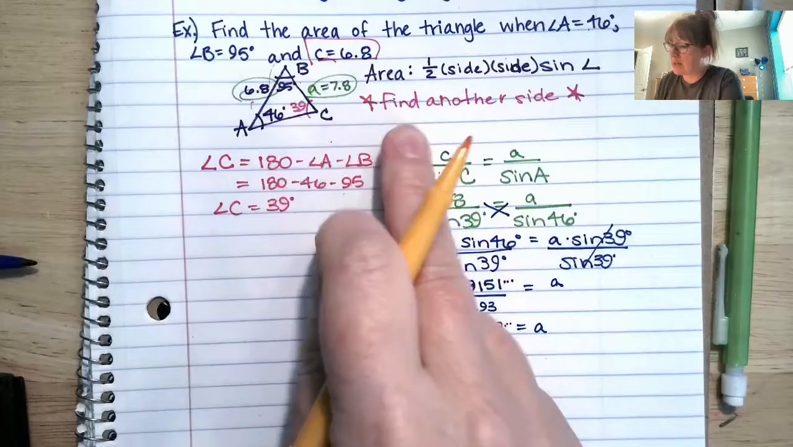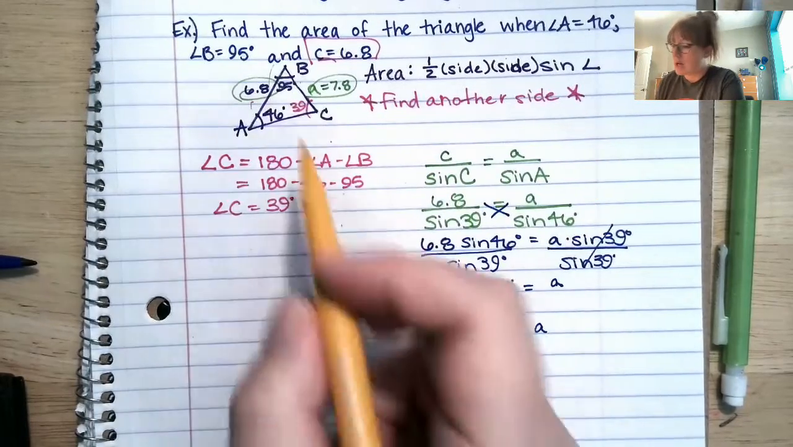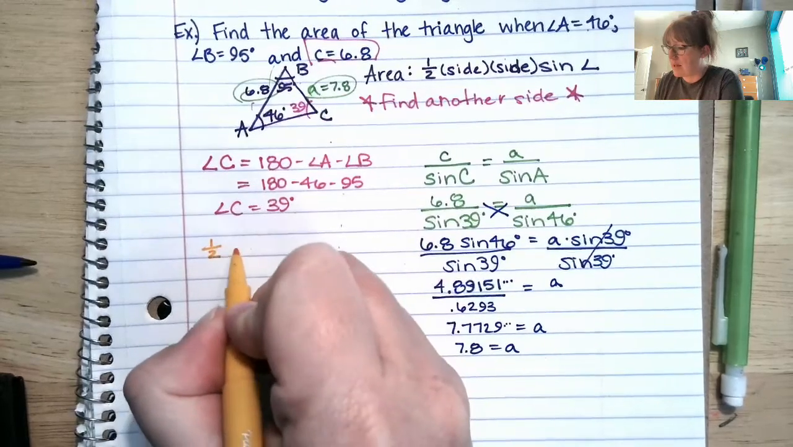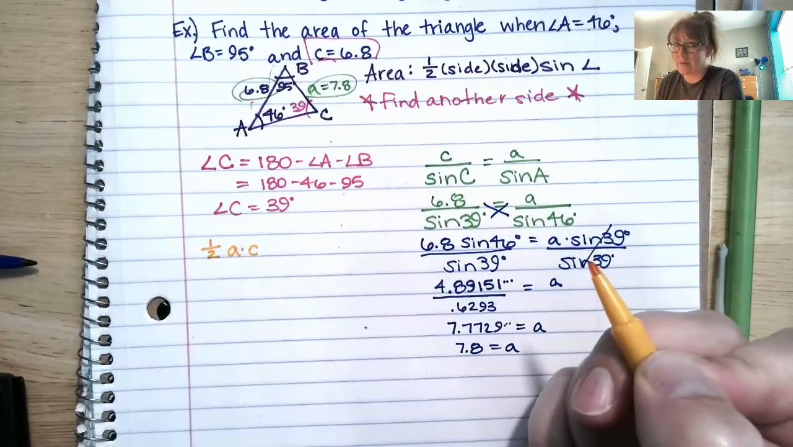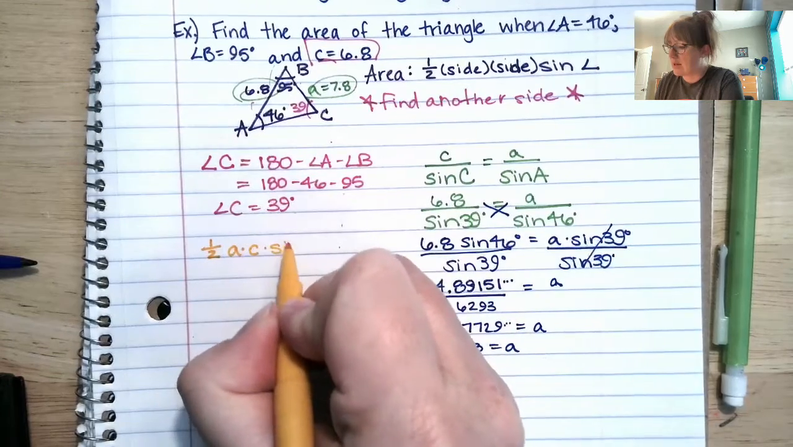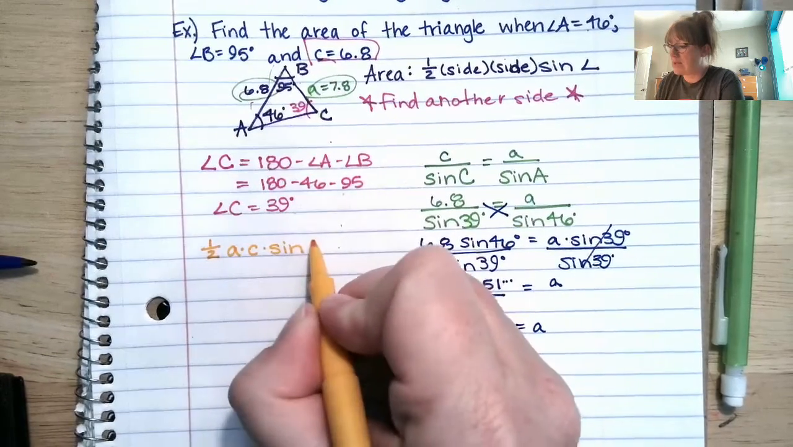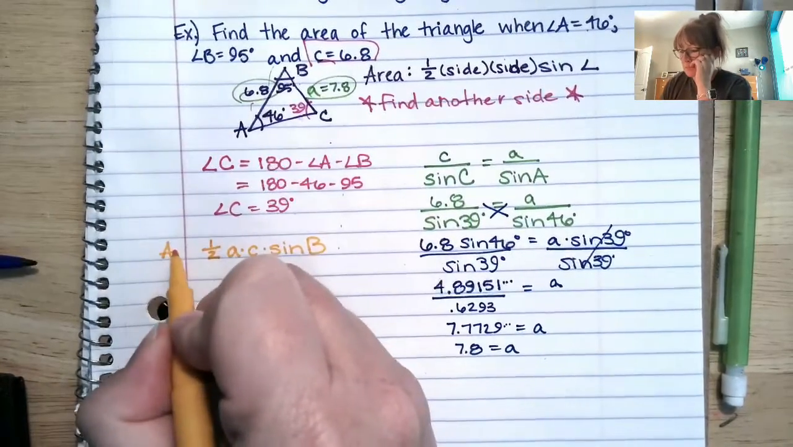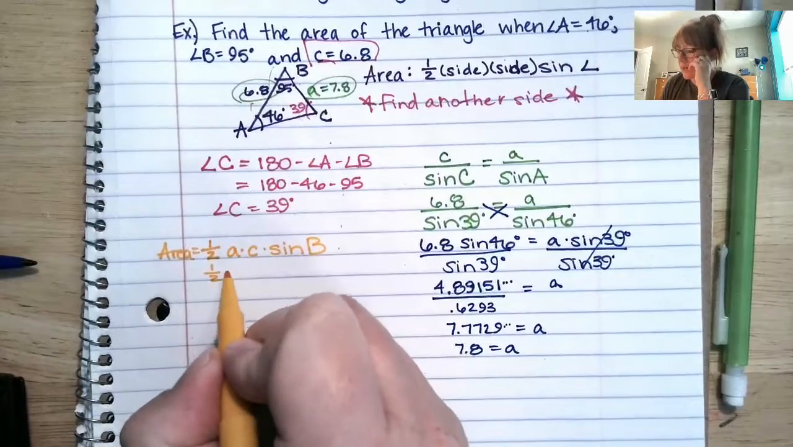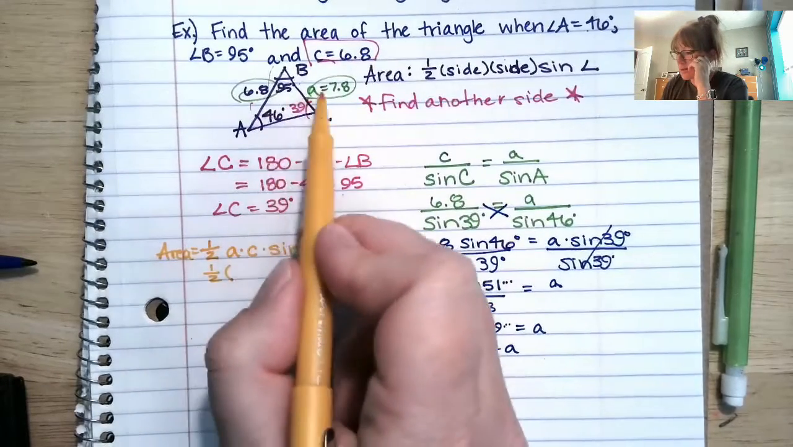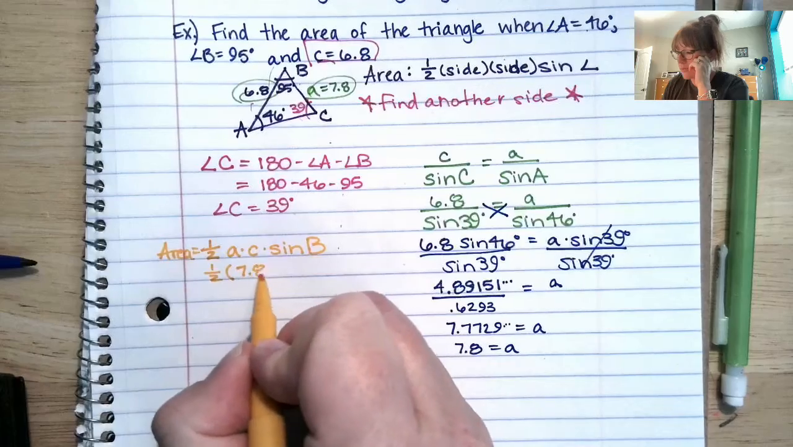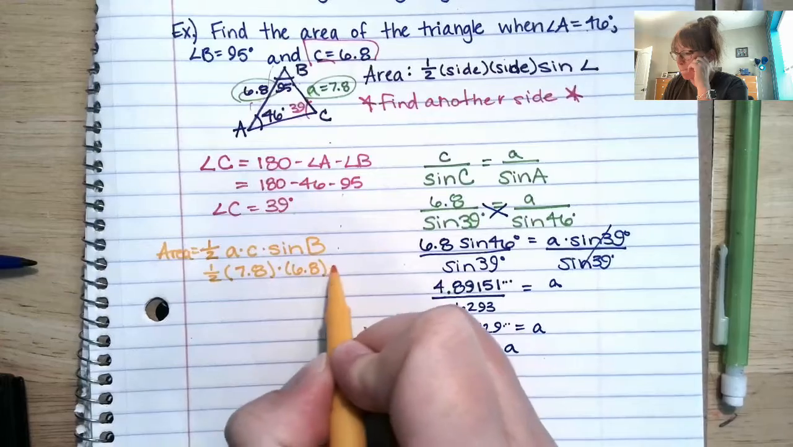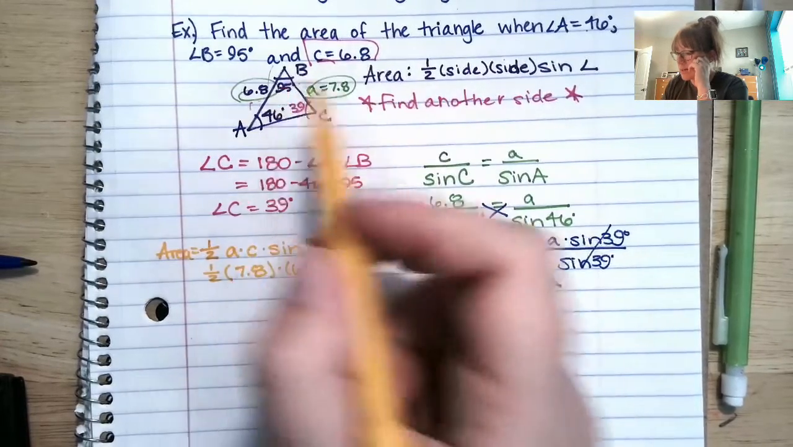So like I said, for the area formula, we'll use one of each letter. I know what A is and I know what C is. So I'm going to go, area is going to be 1/2 A and C, the two sides that I know, times sine of whatever other letter we have. We have an A, we have a C, so that means we need a big B. Okay, and this is area. Okay, so 1/2 A is 7.8. C is 6.8. Sine of B is 95.